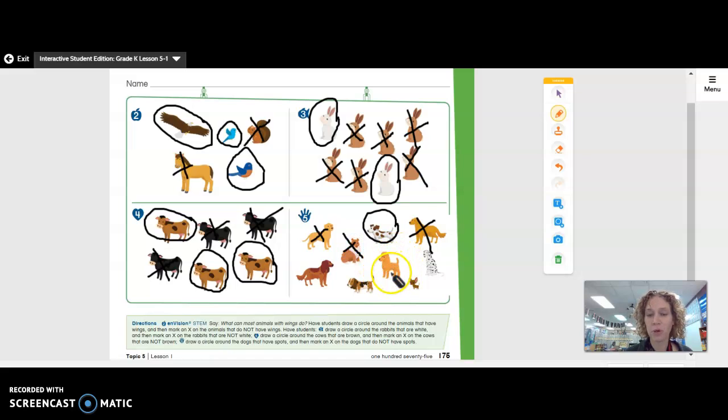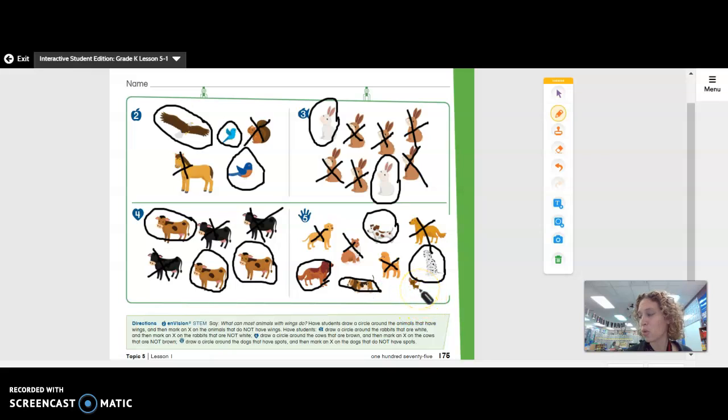How about this little poodle? Nope. There's a Dalmatian. Does a Dalmatian have spots? Sure does. Let's circle it. How about this dog? Does this dog have spots? Yeah, it does. How about this beagle? Does this beagle have spots? If you look carefully, he does, so I'm circling him.